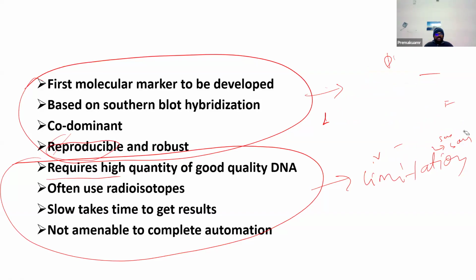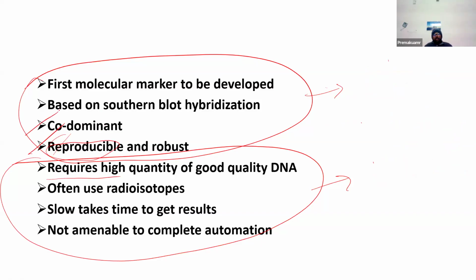Then robustness, as you said, it's right. You can screen a large number of genotypes, but when compared to other, more advanced marker systems, it has less robustness because it involves Southern hybridization. Southern hybridization itself is a very, very difficult task.